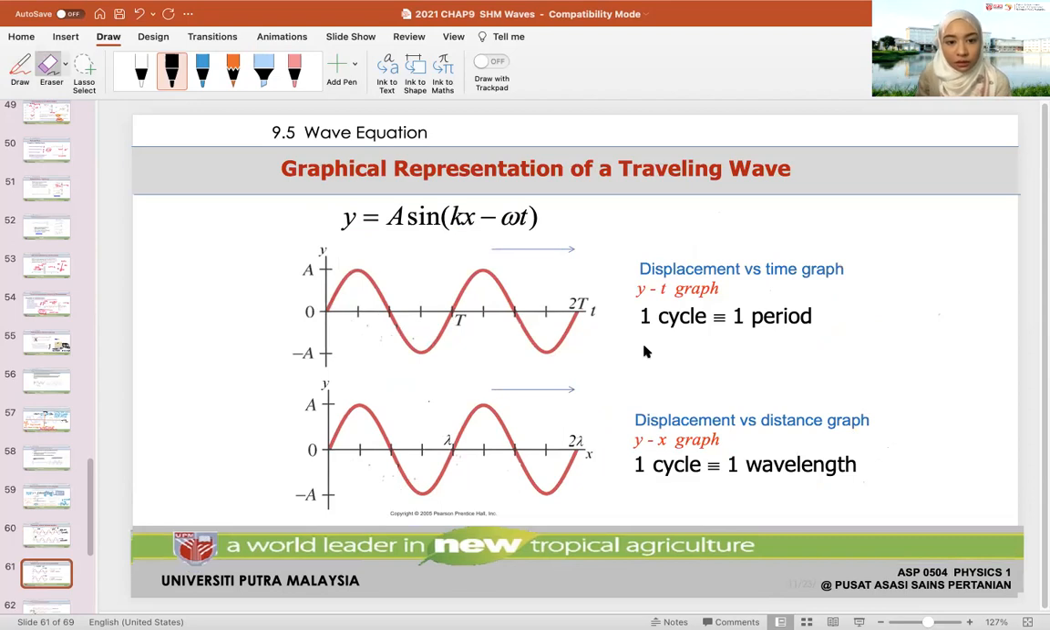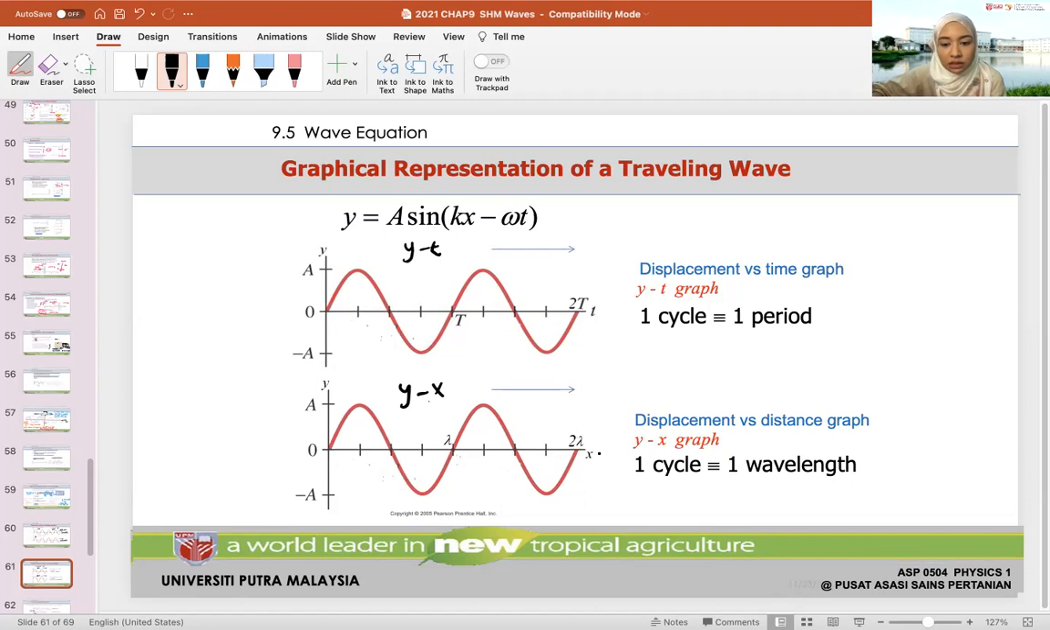So this is a graphical representation. One cycle is one period, we know this. And also one cycle is one lambda. So this is for the y-t graph and this is for the y-x graph. One is a displacement versus time graph, so your x axis is time or period. And one is the y-x graph, or displacement versus distance. Both are fine. Displacement versus distance, I don't know, just y versus x.